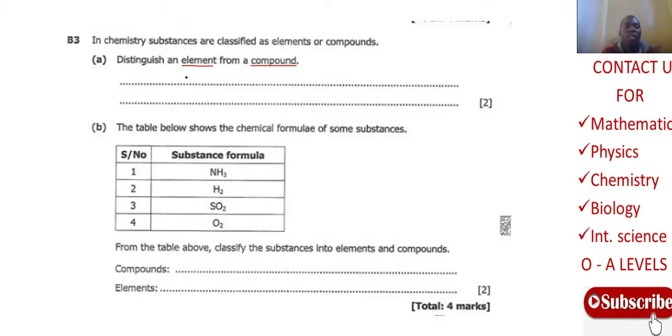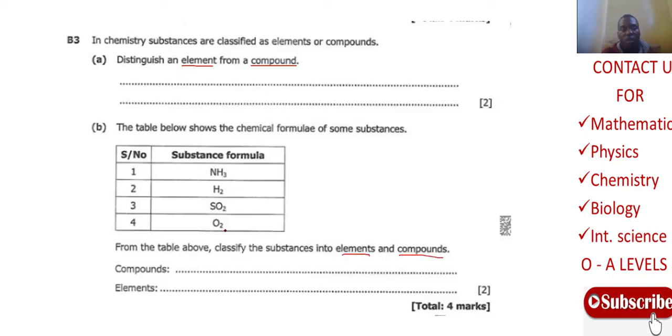So the difference here is that an element cannot be split into two or more substances, whereas a compound can be split into two or more compounds by chemical means. The table below shows the chemical formulas for substances. So these are the substances that we have. Then from the table, classify the substances into elements and what?